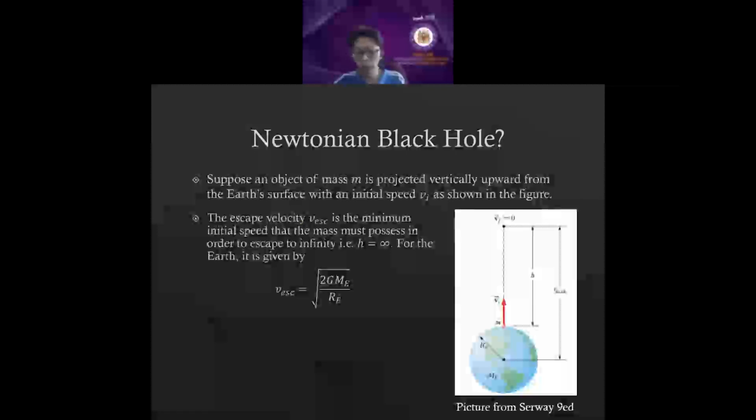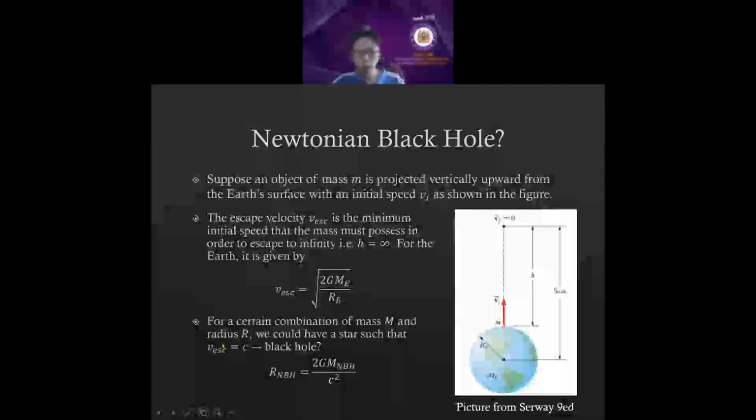which is defined to be the minimum initial speed that the mass needs to have in order to escape to infinity, right? That is, from this picture, in order to escape to somewhere very far away from the Earth, the escape velocity is given by this formula. Notice how the escape velocity depends on the mass of the Earth and also the radius of the Earth.